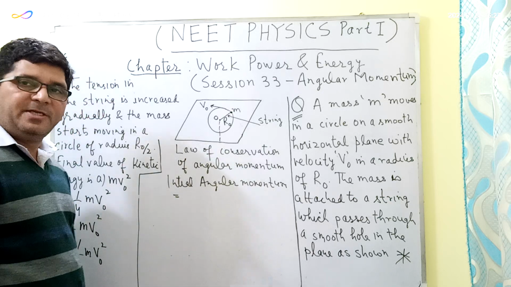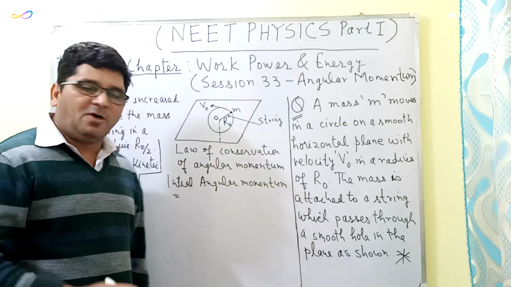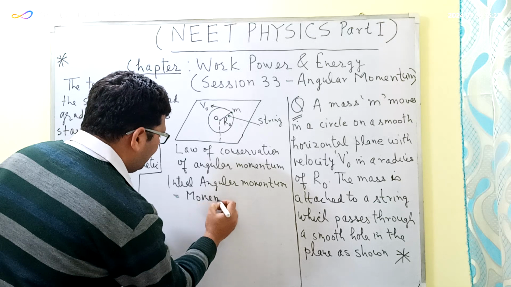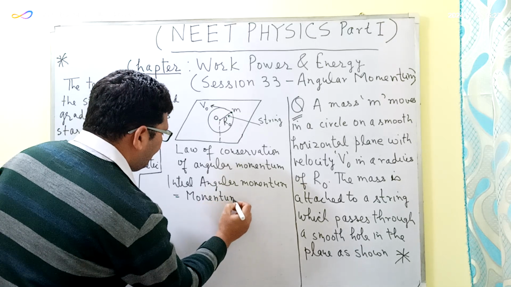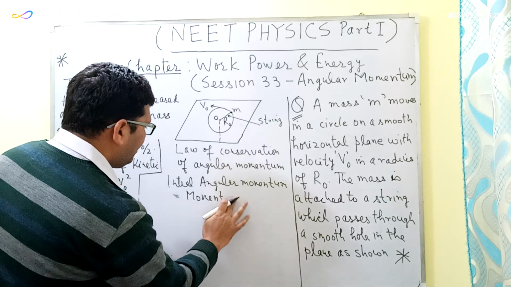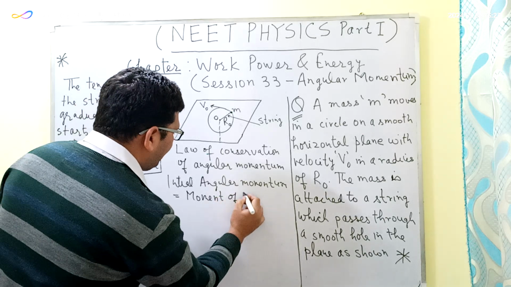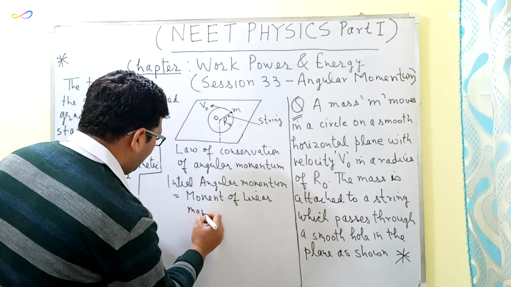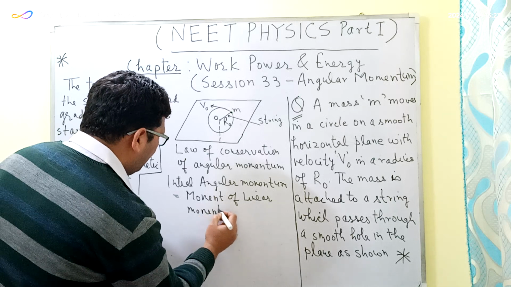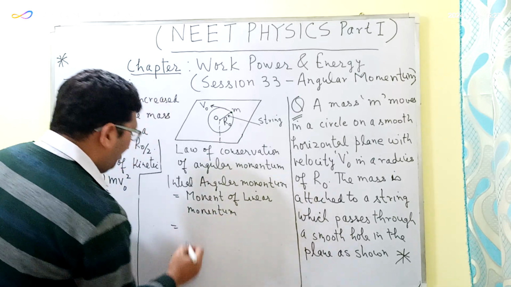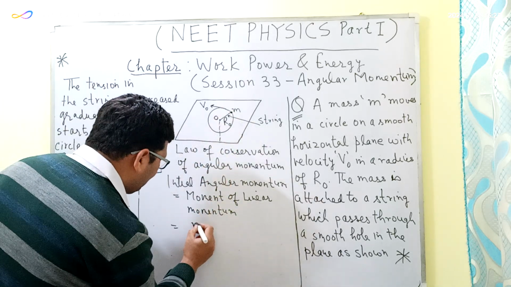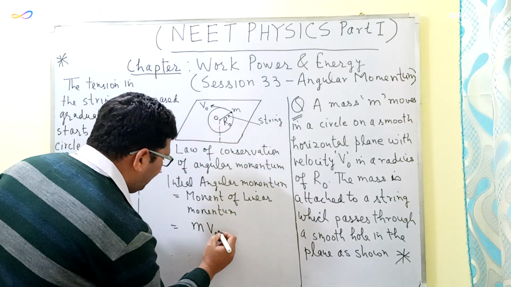Now, angular momentum is basically the moment of linear momentum. This is the definition of angular momentum. Moment of linear momentum. Now, what is the linear momentum? Linear momentum is mass into velocity. So, this will be equal to m v naught.